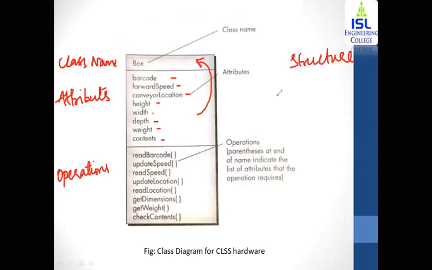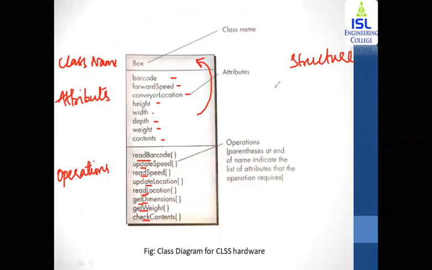Then the operations mean what are the different tasks that are going to be performed. Reading barcode, this is the task that needs to be performed. Update the speed, reading the speed, update the location, reading the location, get dimensions, get weight, check all the contents. So these are the different operations that are done for the CLSS.